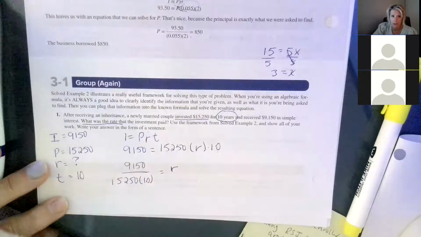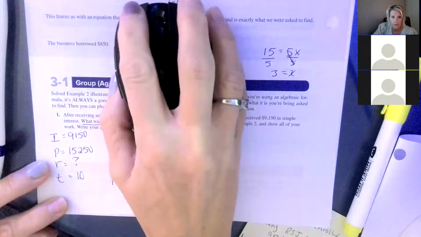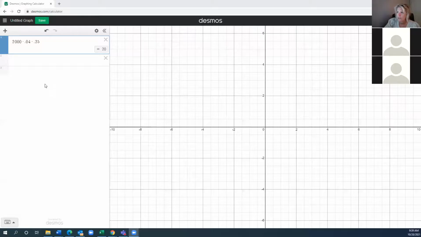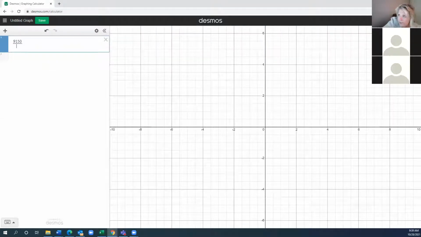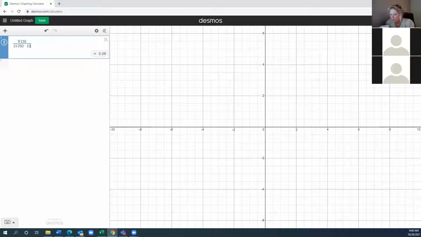Now in Desmos, to make sure I'm doing this right, it should look just like this. I'm going to share my Desmos screen so y'all can see. In Desmos, I'm going to just do 9150 and hit divide, so I'm already in the denominator. And then I can say 15,250 times 10. If the times 10 is out to the side, you know it's not set up correctly. It should look just like it does on our paper. And we got 0.06, which multiplied by 100 is 6% interest.